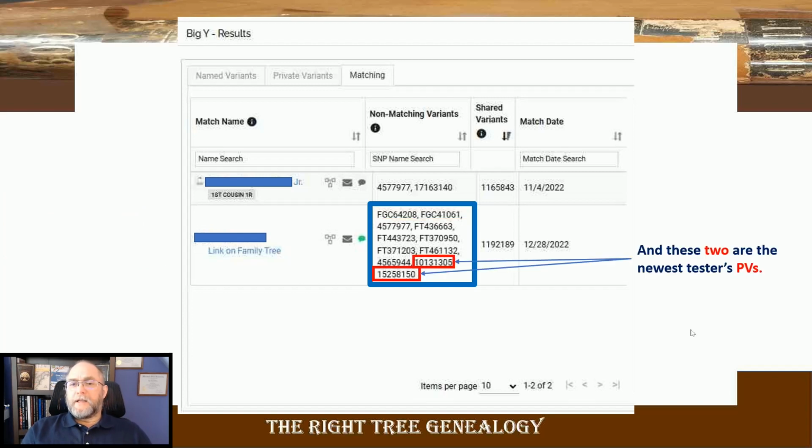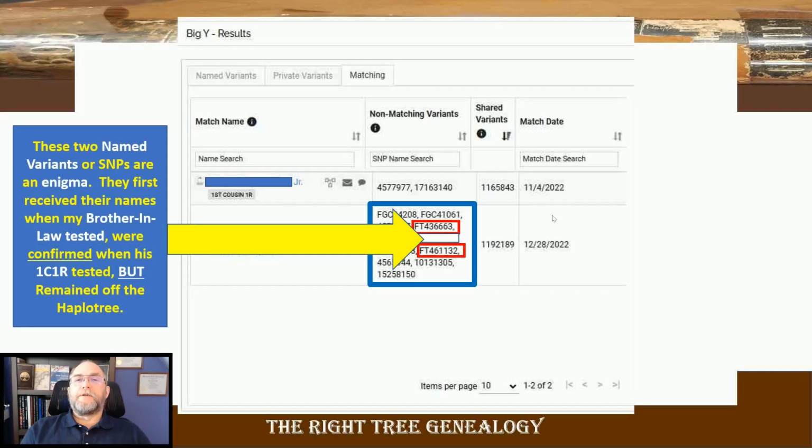Now, when you look at this, these are the two private variants of the new tester. These are the ones that define that he has an average of 2 PVs. These are for him only. My brother-in-law does not show these, nor does his first cousin once removed. These have been the two SNPs that have been in the discussion for a few videos now, in discussions back and forth with FTDNA, and discussions just out of curiosity to me.